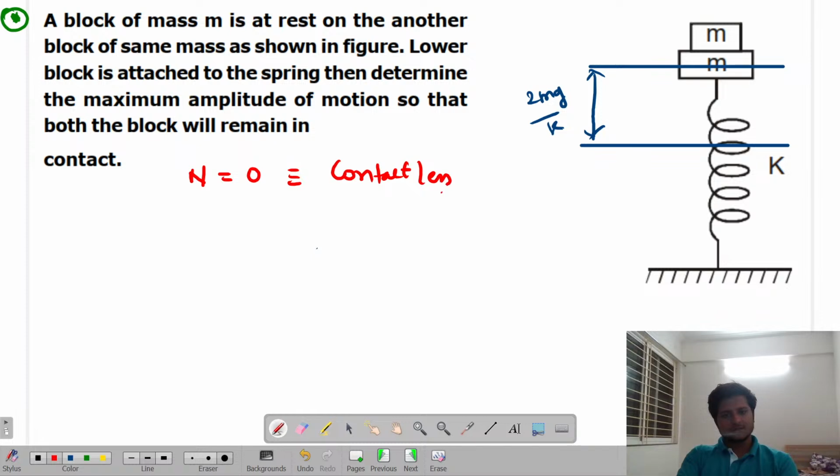यही होता है ना कंडीशन. When the normal becomes 0, it's a contactless surface. Are you able to get me or not? एक बात बताओ, you only tell me. See, ध्यान से समझना जरा.